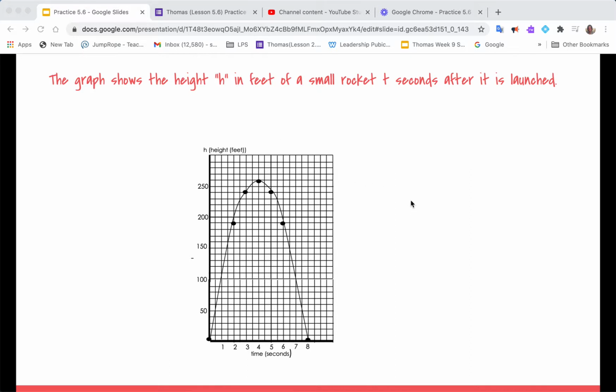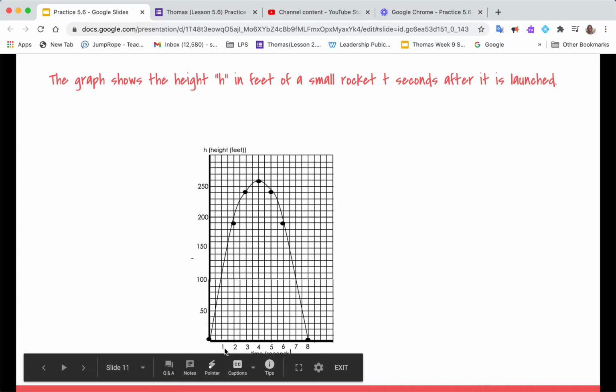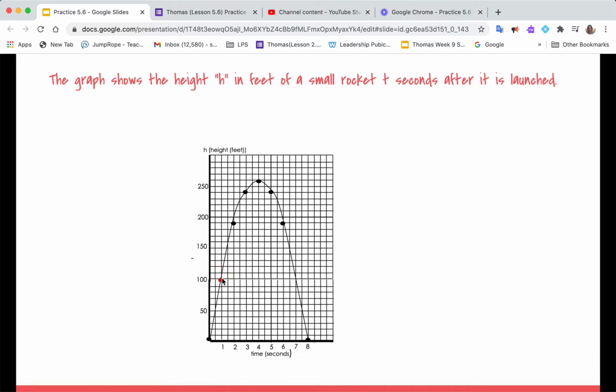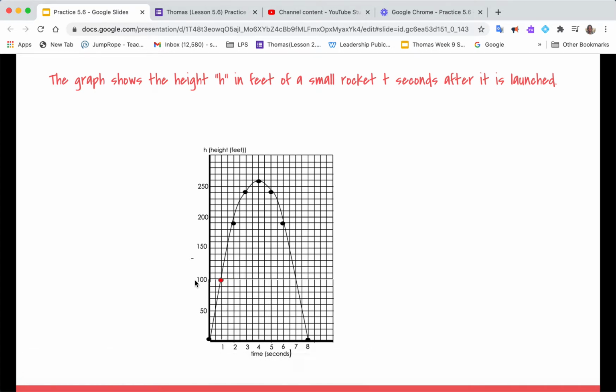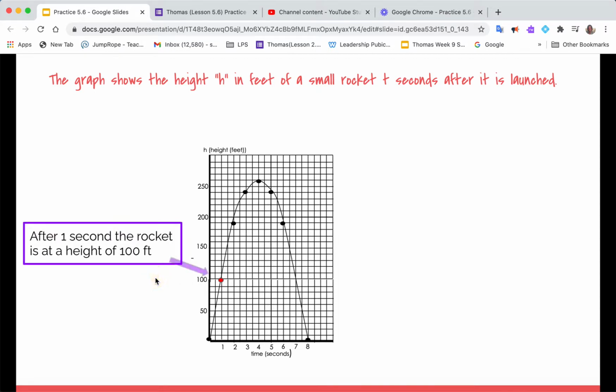The first question that we're asked to answer is how high is the rocket after 1 second? So after 1 second, where is 1 second on your x? Where does that line up? So we're seeing that 1 second is lining up with 100 feet. And so it means that after 1 second, the rocket is at a height of 100 feet in the air.